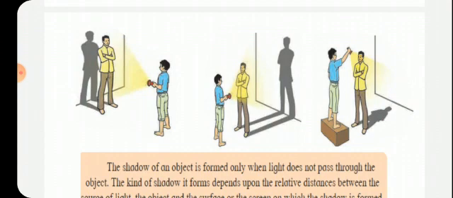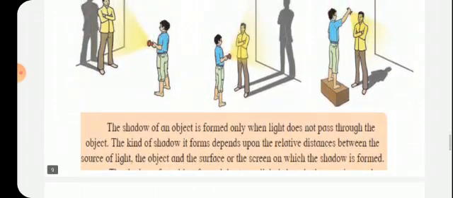Just now we had seen the kind of shadow formed if the source of light is away from the object, and if the source of light is nearer to the object. In the third case, the source of light is from the top. Different types of shadows you are able to see here.